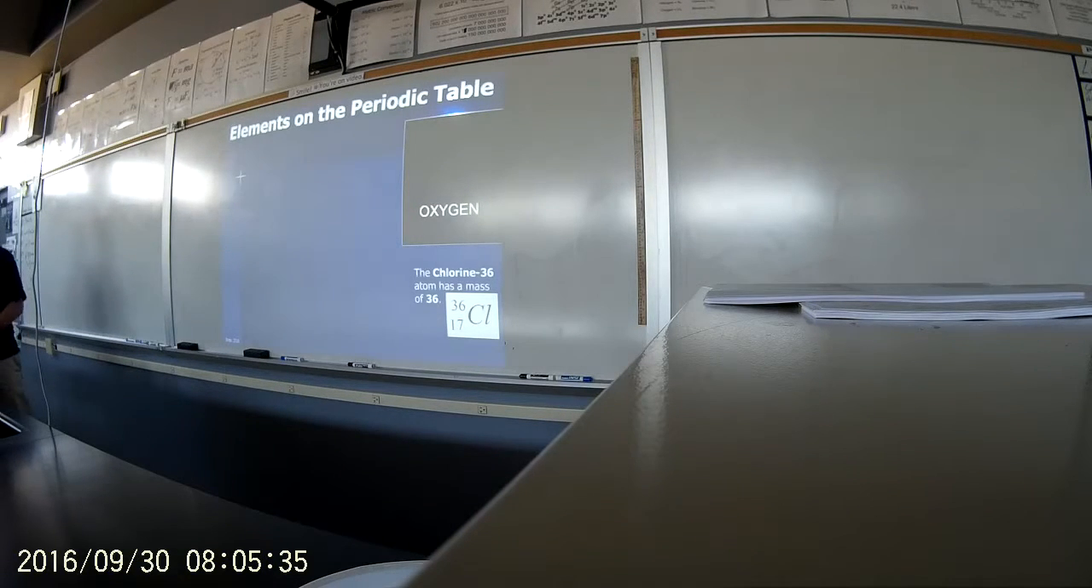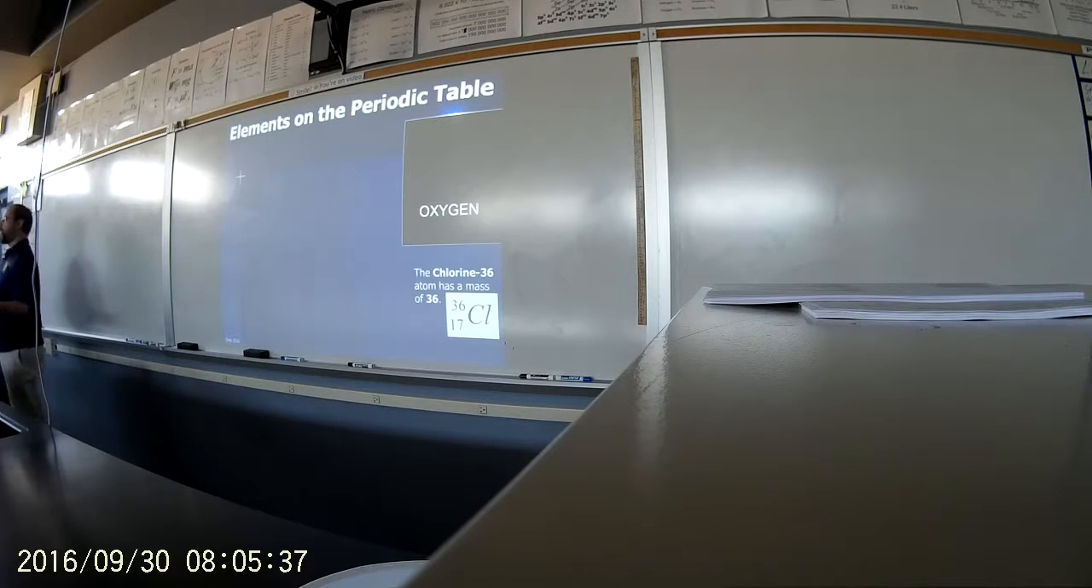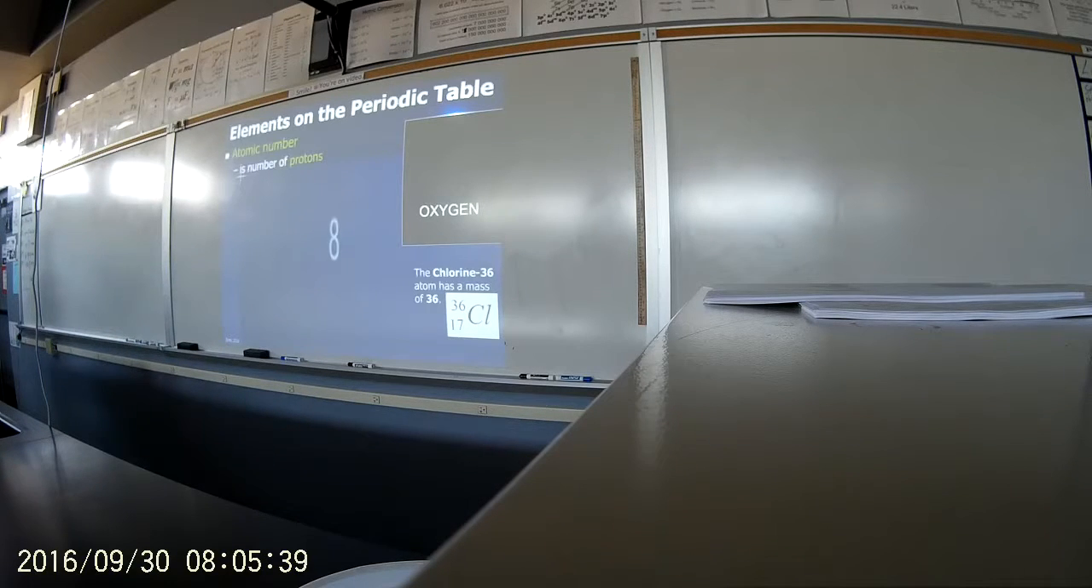Okay, so a quick review. When you look at an element on the periodic table, you see its name, and you see its atomic number, and we remind ourselves from last unit that the atomic number is the number of protons. So oxygen is atomic number 8, so it has 8 protons.